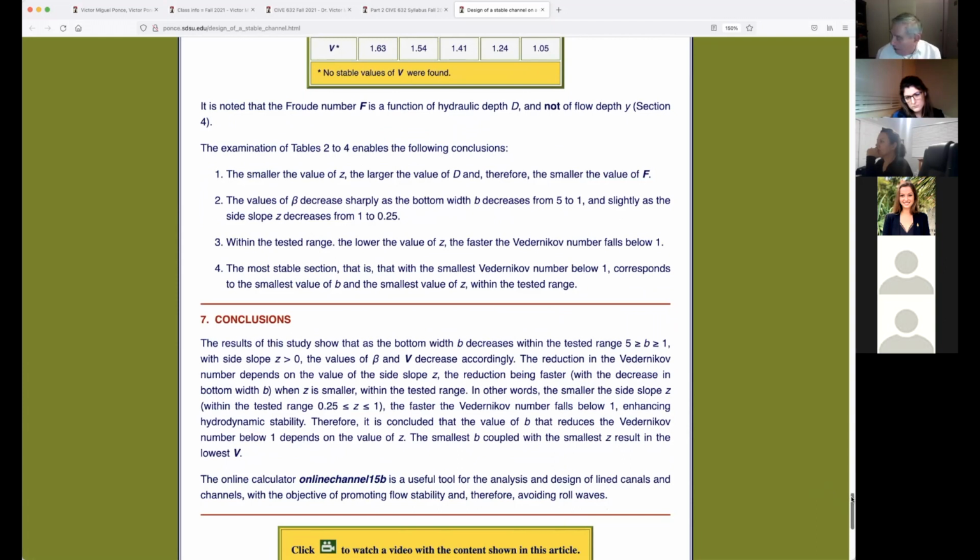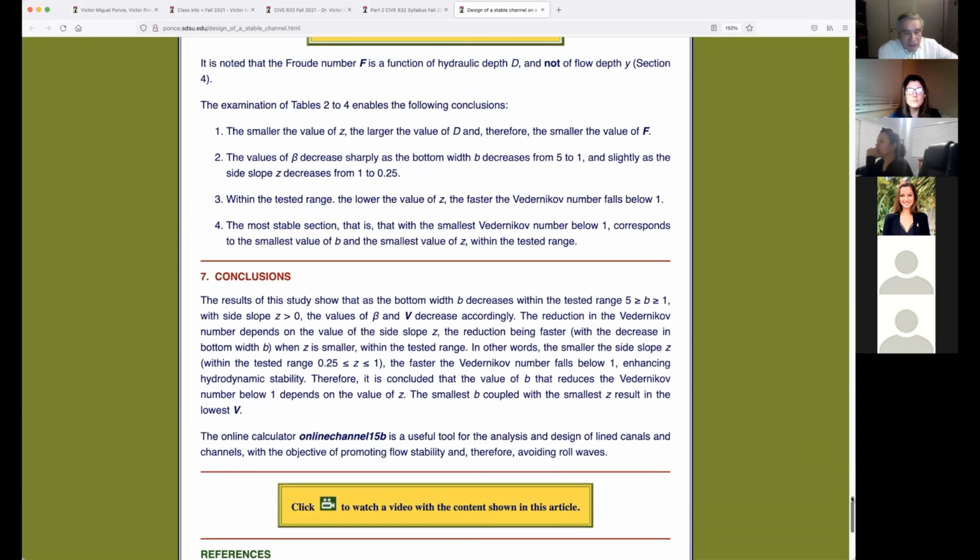So finally, our conclusions. The results of this study show that as the bottom width P decreases within the tested range, with side slope greater than 0, meaning it has to be non-rectangular, trapezoidal, the values of beta and V decrease accordingly. The reduction in the Vedernikov number depends on the value of side slope, the reduction being faster when Z is smaller within the tested range. In other words, the smaller the side slope, the faster the Vedernikov number falls.